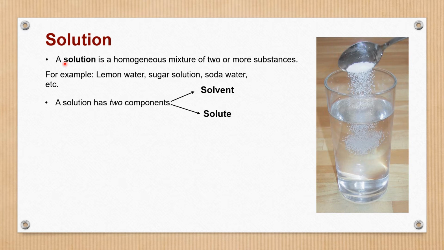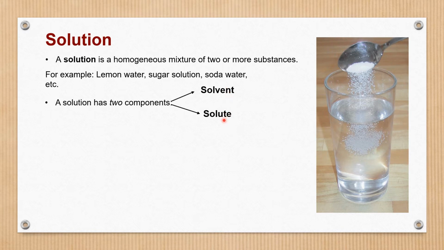So what is a solution? A solution is a homogeneous mixture. That is very, very important. A solution is a homogeneous mixture of two or more substances. Now we see a solution has two components or two parts. Which are the two parts? Solvent and solute.